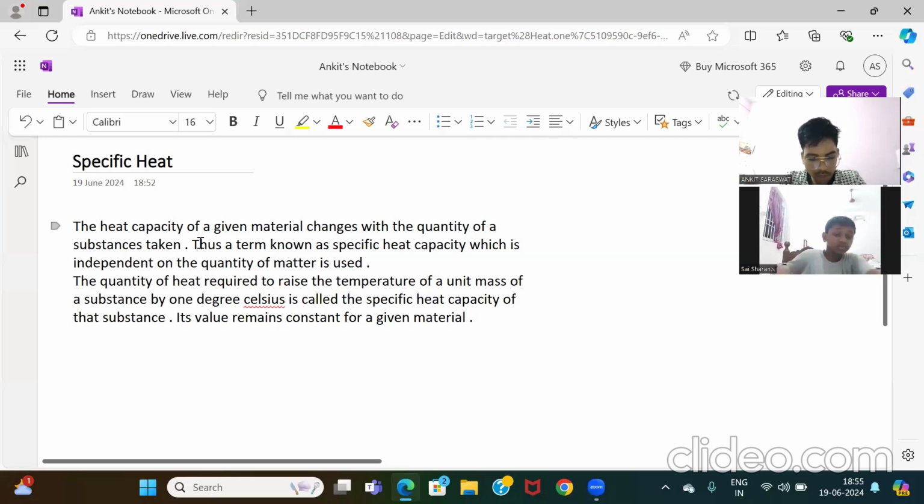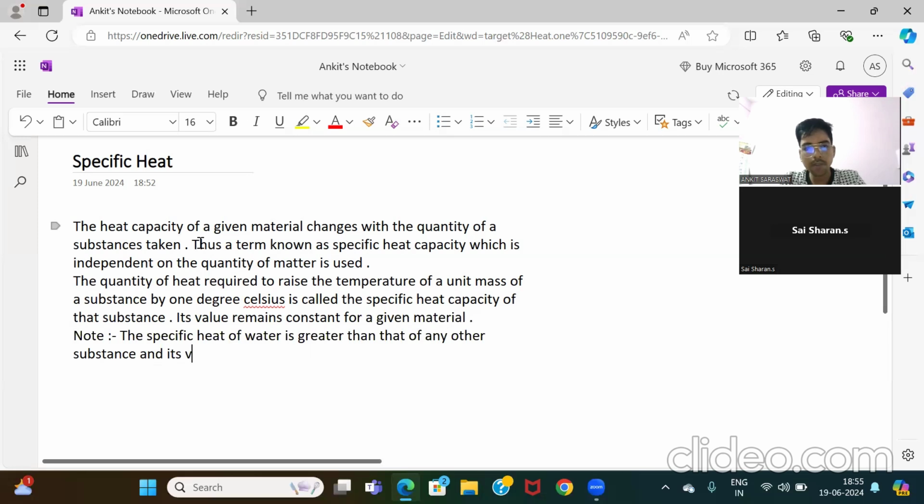The specific heat of water, write this as an important note. The specific heat of water is greater than that of any other substance. Very important. And its value is 1 calorie per gram degree Celsius. I am not writing the symbol of Celsius, because I simply write degree, then C. Clear? You should understand.